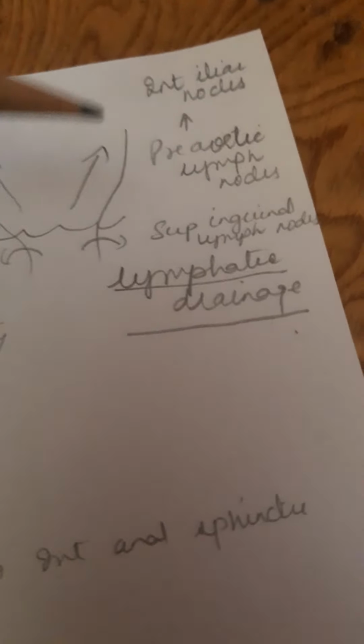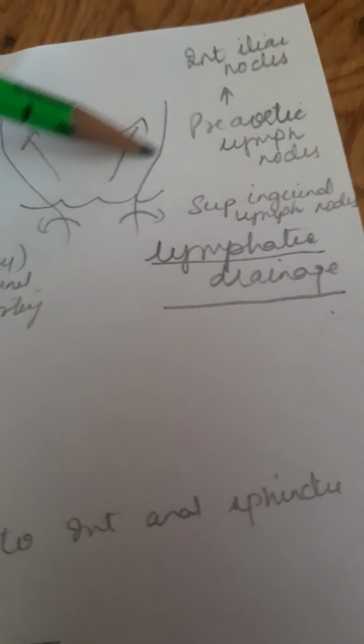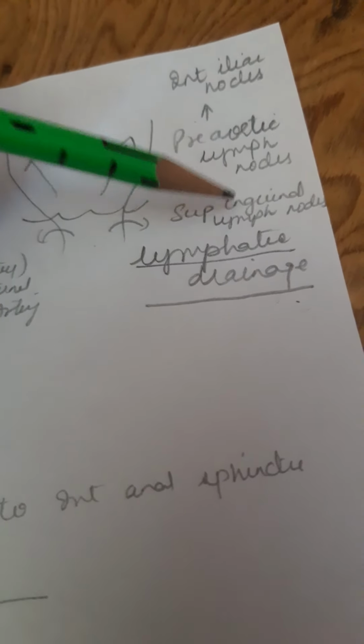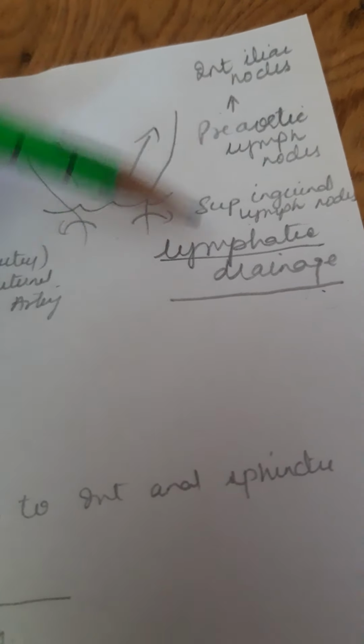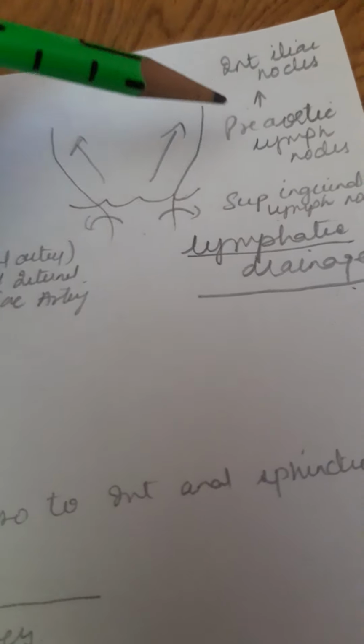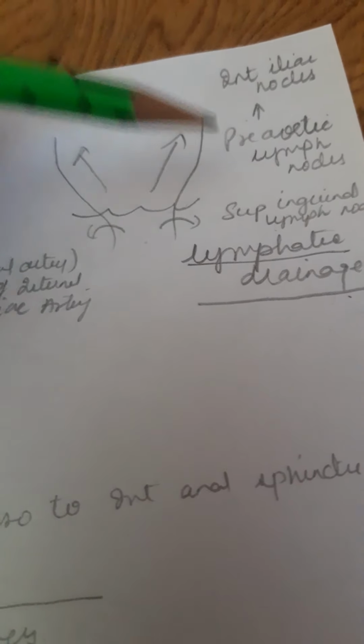Then comes the lymphatic drainage. So above the pectinate line, the lymph drains into the pre-aortic lymph nodes and into the internal iliac nodes. Below the pectinate line, into the superficial inguinal lymph nodes. You can see the diagram of these nodes in the rectum. I taught you there. So you can see the diagrams of these nodes in the rectum.